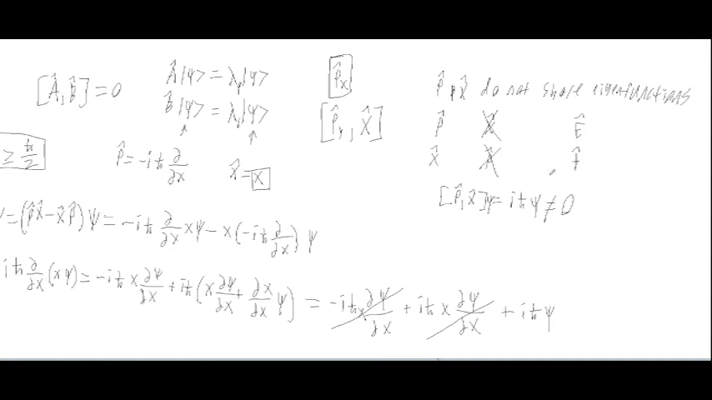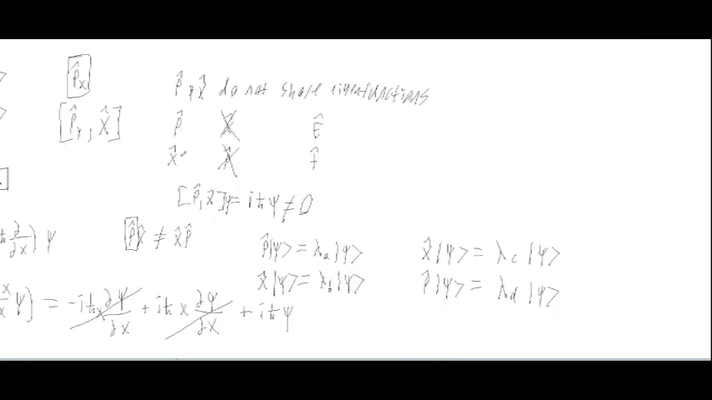But the interpretation of this is that you cannot know. Well, maybe an even better interpretation is that operating with this first and then this second is not the same as operating with this first and this second. So it matters what order you do these things in, which is what this commutator is telling you.